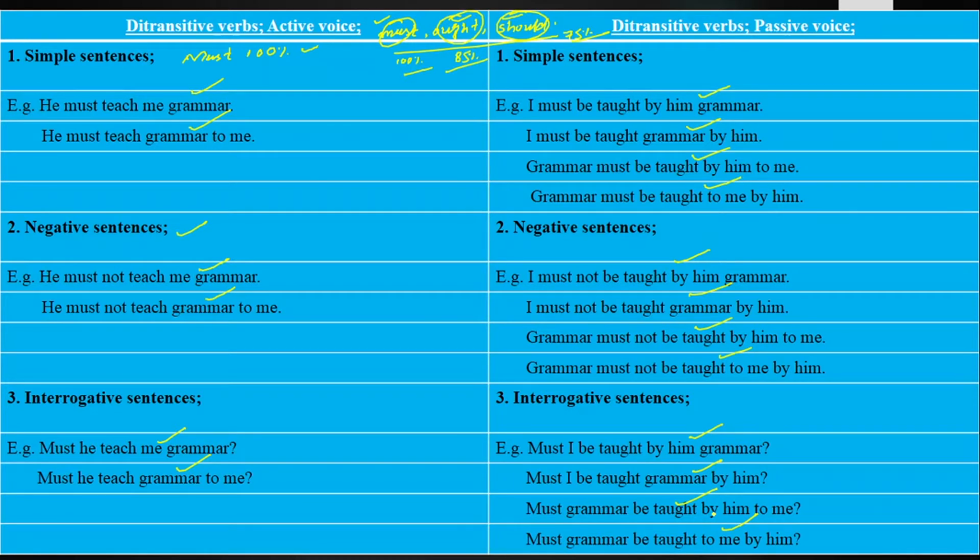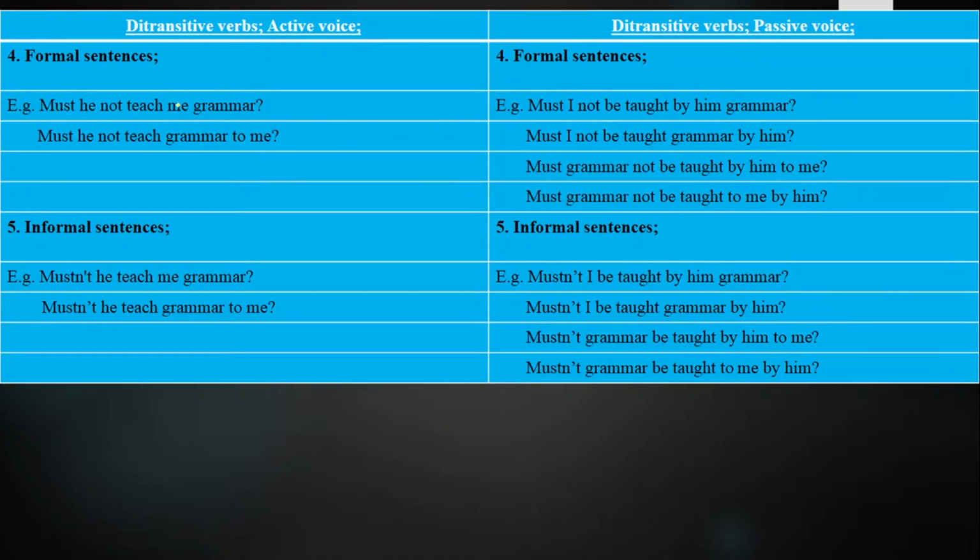Next we have the formal sentences of modal auxiliary verb must. Must he not teach me grammar? Must he not teach grammar to me? Must I not be taught by him grammar? Must I not be taught grammar by him? Must grammar not be taught by him to me? Must grammar not be taught to me by him?